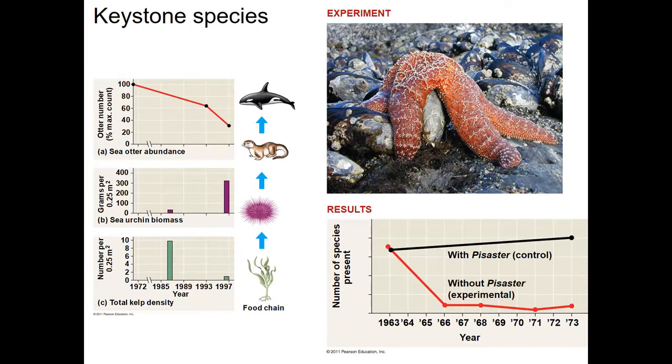So, two examples of a keystone species. One would be the sea otter. The way this works is that this keystone species, the otter, feeds on urchins. Sea urchins in turn eat sea kelp. Kelp is an algal species that makes up, in some cases, really well-developed kelp forests in the marine ecosystem. And these kelp forests are really important habitat and food sources for a huge number of organisms.